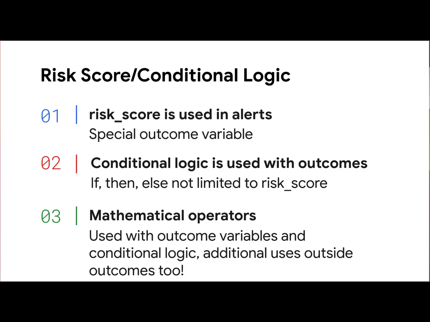Conditional logic can also be used throughout our outcomes, not just in risk score. It is set up as if field operator value, then X, else Y. Finally, mathematical operators including addition, subtraction, multiplication, division, and modulus can be used throughout the outcome section. There are some additional uses for mathematical operators, but they're beyond the scope of this video, so keep an eye out for them. Finally, don't forget that the aggregate functions are needed when working with multiple events in a rule or when repeated fields are being used, even in a single event rule.